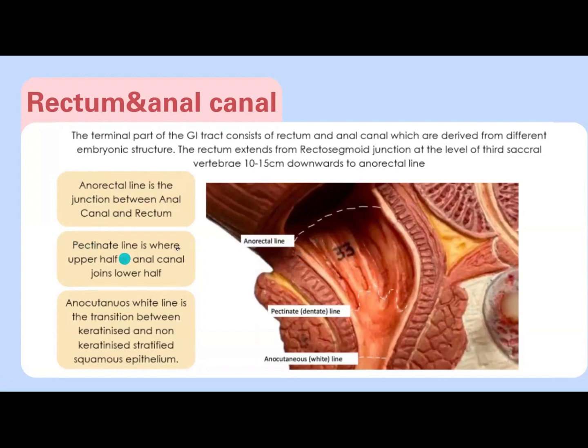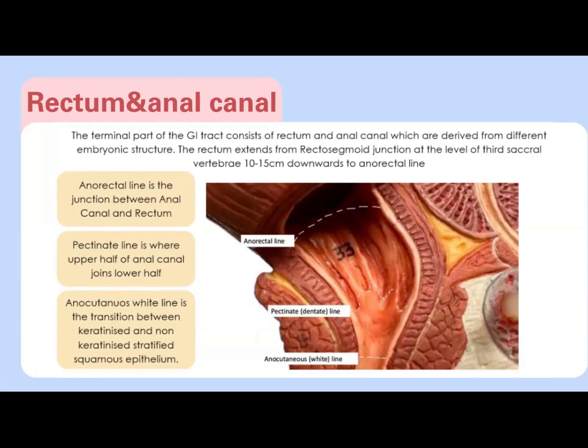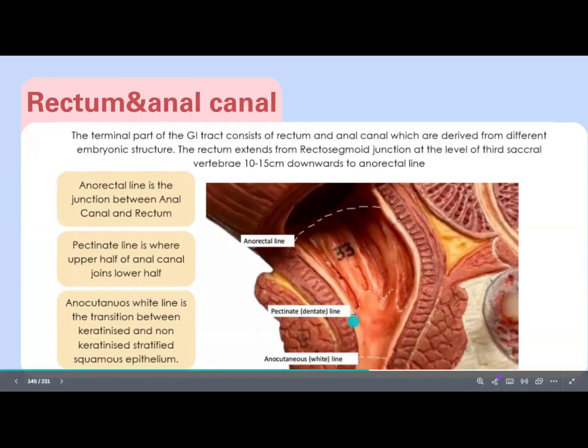Then we have the pectinate line, which is where the upper half of the anal canal joins the lower half. It's basically this line that goes right here. Then you have the anocutaneous white line, which is the transition between keratinized and non-keratinized stratified squamous epithelium. Keratin on the skin, the main function of it is protection. Okay? So when you're deep inside of the body, you don't really need protection from anything there. So that's why in the upper part of the anal canal, you don't have keratinized squamous epithelium. You have it in the lower part. And how do you know you have squamous epithelium? It's because of the anocutaneous white line.